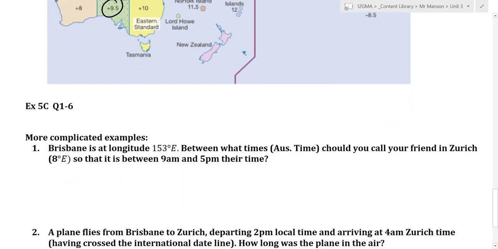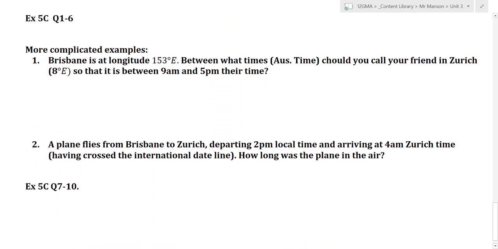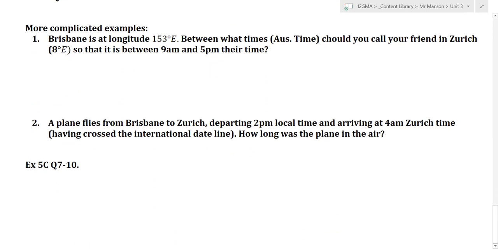And that's the start of exercise 5C, and we didn't do these ones here, so I'm going to quickly talk about these because you might need to deal with different longitudinal lines. So positions on the globe.